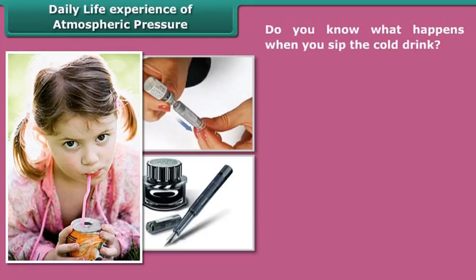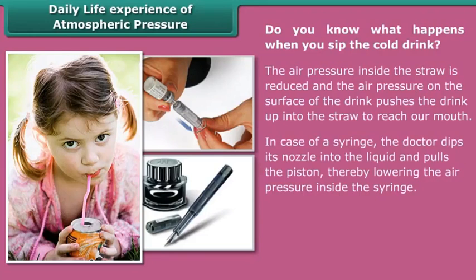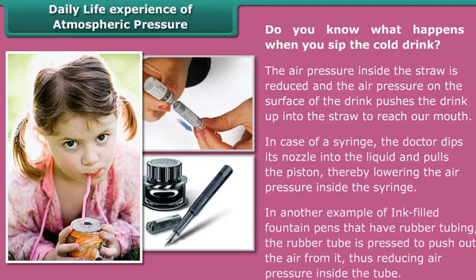Do you know what happens when you sip a cold drink? The air pressure inside the straw is reduced, and the air pressure on the surface of the drink pushes the drink up into the straw to reach our mouth. In the case of a syringe, the doctor dips its nozzle into the liquid and pulls the piston, thereby lowering the air pressure inside the syringe. Another example is ink-filled fountain pens that have rubber tubing. The rubber tube is pressed to push out the air from it, thus reducing air pressure inside the tube.